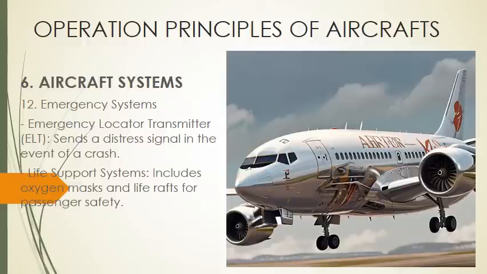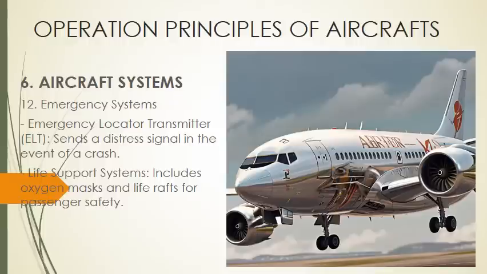Number 12 under aircraft systems is the emergency systems. Emergency locator transmitter (ELT), which sends a distress signal in the event of a crash. We also have the life support systems such as oxygen masks and life rafts for passenger safety.